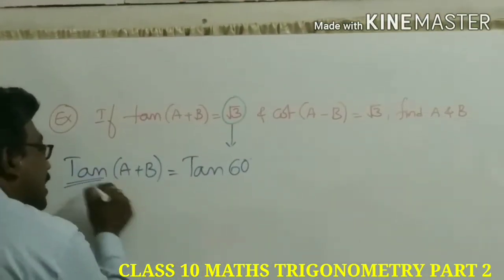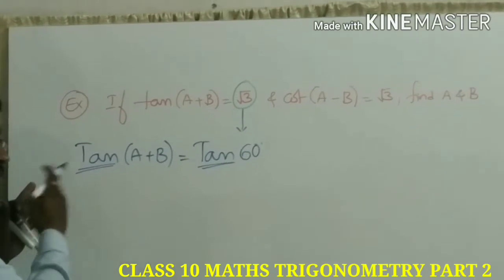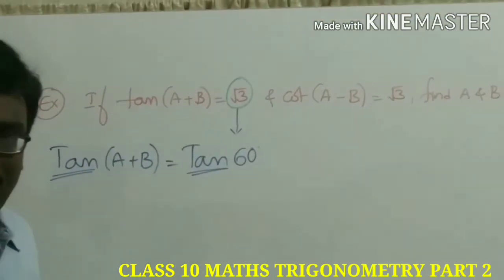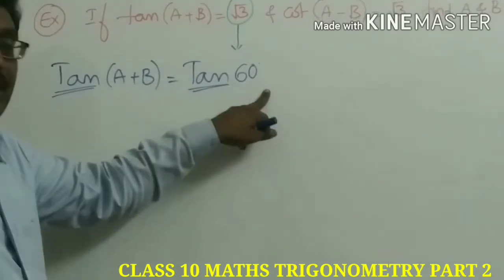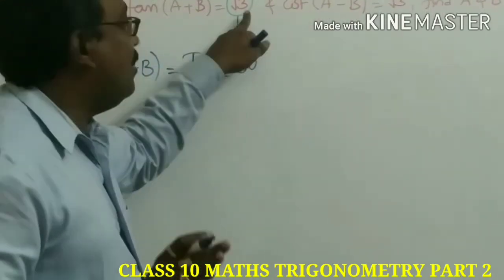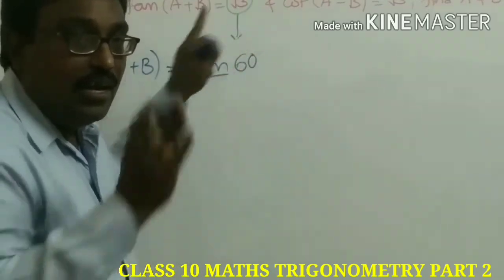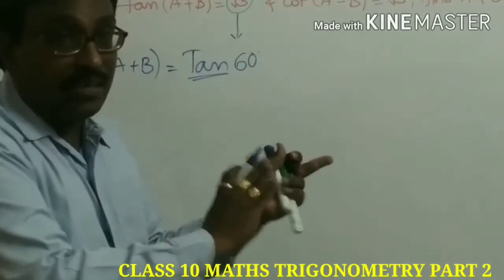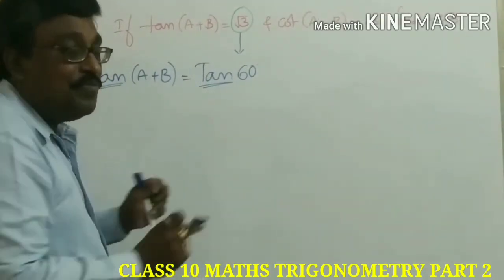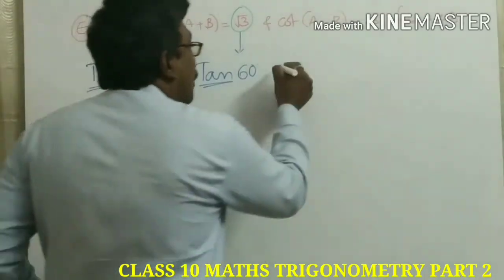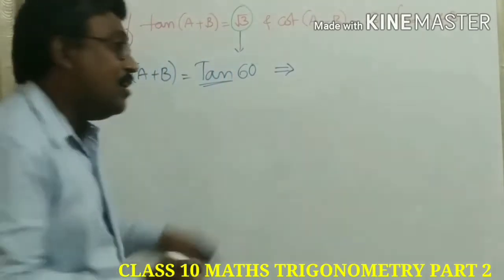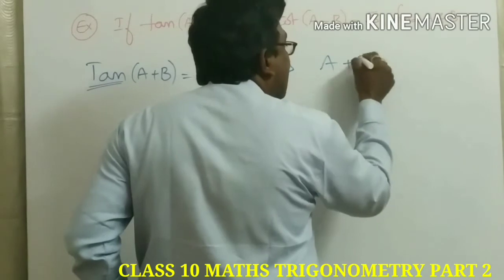Now both sides tan is there. If you eliminate tan on both sides, do not cancel tan and tan. Understand? In tan 60, tan and 60 are not two terms. Tan 60 value is root 3. Tan 60 does not mean tan into 60. Keep it in mind. Do not cancel tan and tan. Eliminate. Now, if tan(A+B) is equal to tan 60, then A plus B is equal to 60.